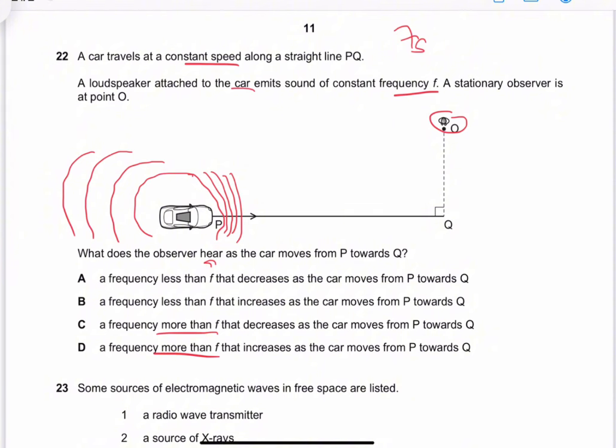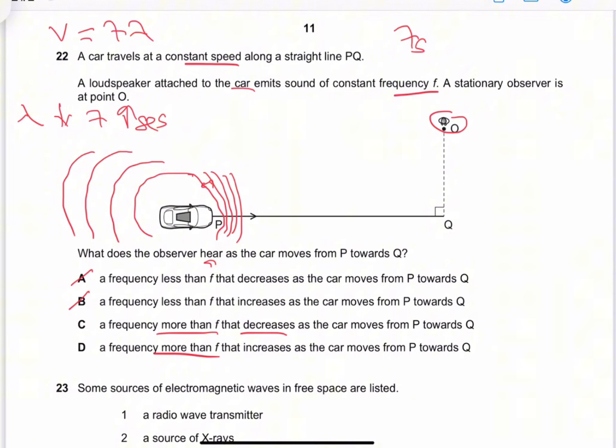And we know that if the wavelength decreases, the frequency has to increase, right? Because v equals f lambda, very important. So frequency and wavelength are inversely proportional. If the wavelength is decreasing, it means the frequency has to be more than F, meaning A and B are wrong. But the frequency decreases as the car moves from P towards Q.